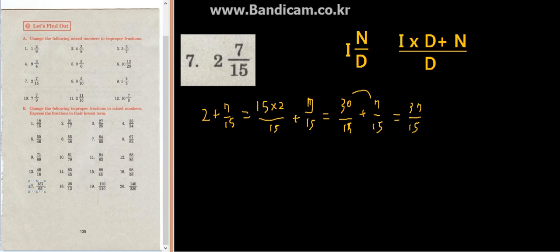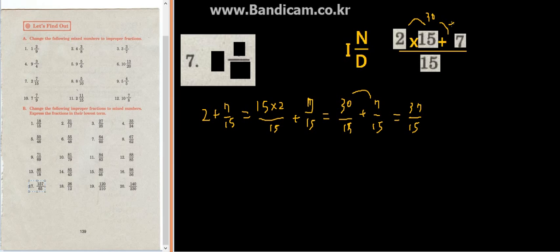This is the sophisticated way, but instead of this long way, we know the shortcut. You take the 2 here, put the denominator here with another copy, and move the numerator here. If you calculate, it is exactly the same. This is 30, and if you add these two, this becomes 37, and we put it over 15. So this is the answer, 37 over 15.